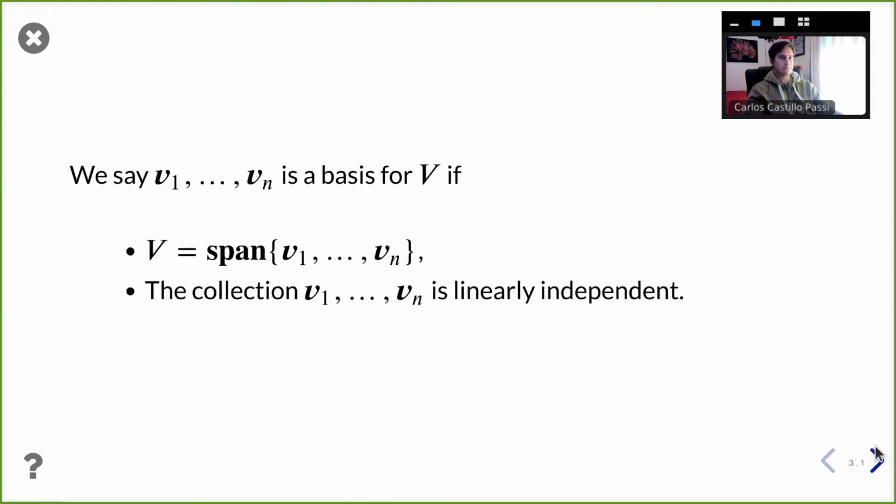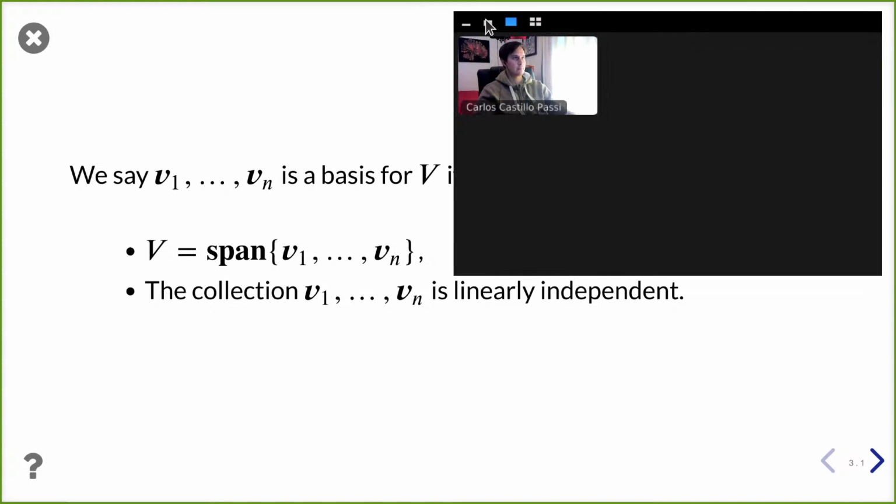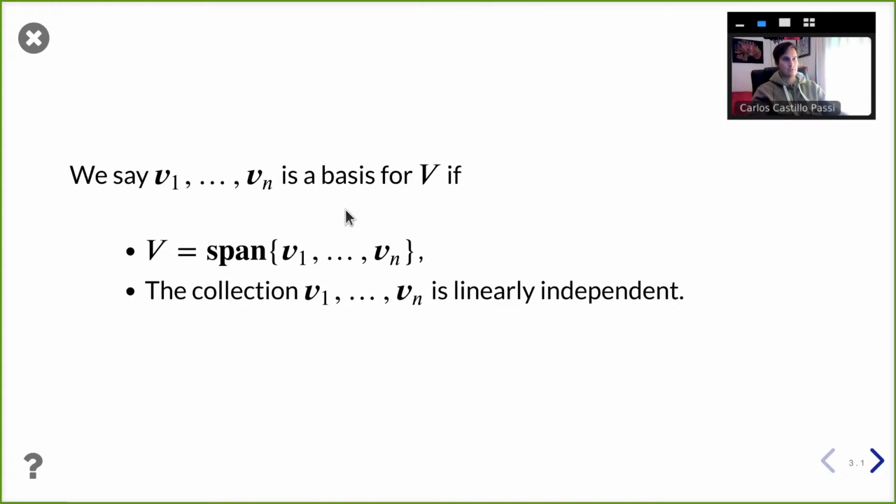And just a reminder, the properties that these vectors v1 until vn need to satisfy to be a basis for the vector space V is that the span, the collection of all the possible linear combinations of the vectors, needs to generate the vector space V. And also that the vectors need to be linearly independent. This is the most obvious one.